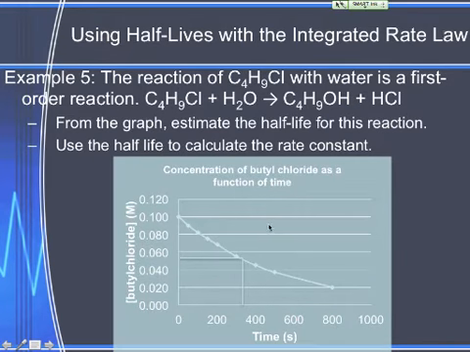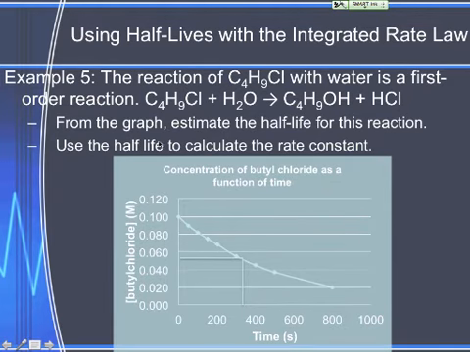If we're using the integrated rate law, then half-life is a lot simpler. So the reaction of butyl chloride with water is a first order reaction. So that tells us something right there. The first order reaction is going to follow the kinetics using the natural log. So that's why plotting just concentration versus time does not give us a straight line.